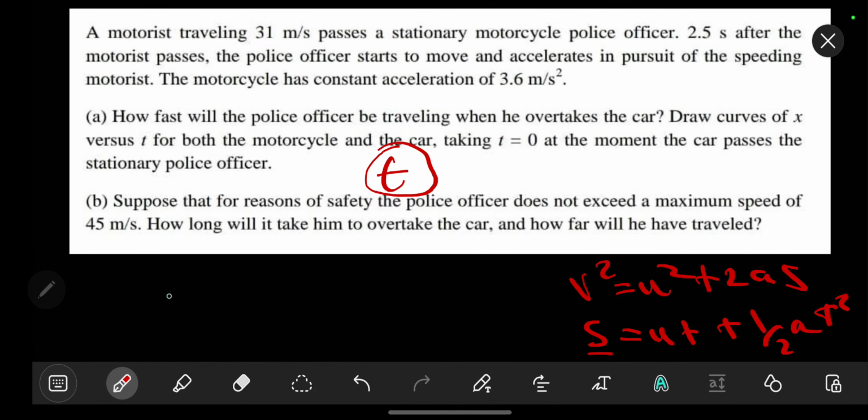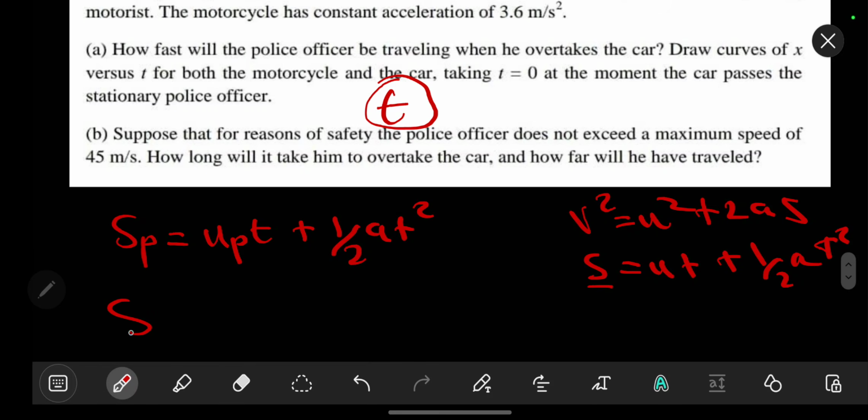So let's begin with the equation for the police officer. The s of the police should be equal to u for the police times time, plus half a t squared. Remember, the police is starting at rest, meaning the initial velocity is equal to 0.